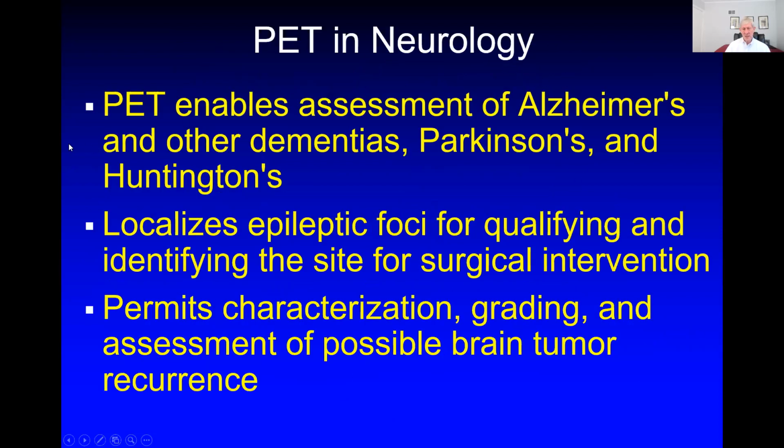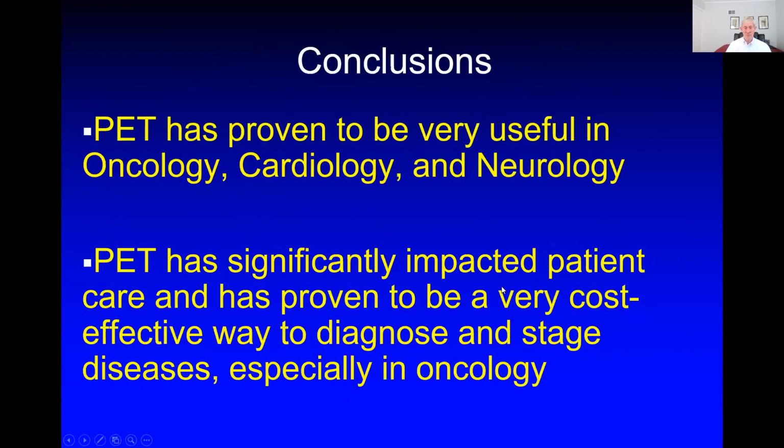Neurology, it's valuable for looking for Alzheimer's disease, Parkinson's, Huntington's, other dementias, epilepsy, and also for grading and assessment of brain tumors to determine how malignant they are. The more malignant they are, the more uptake we normally see for the FDG.